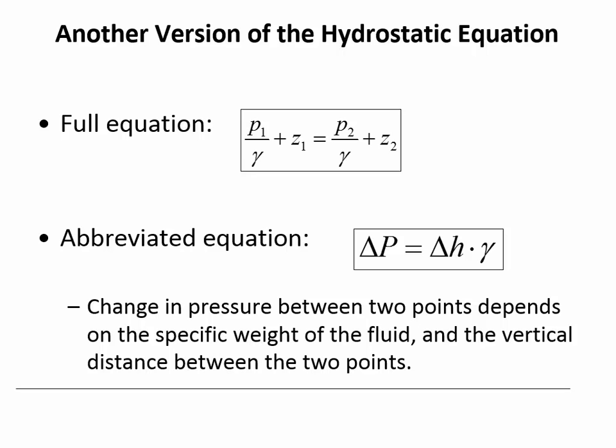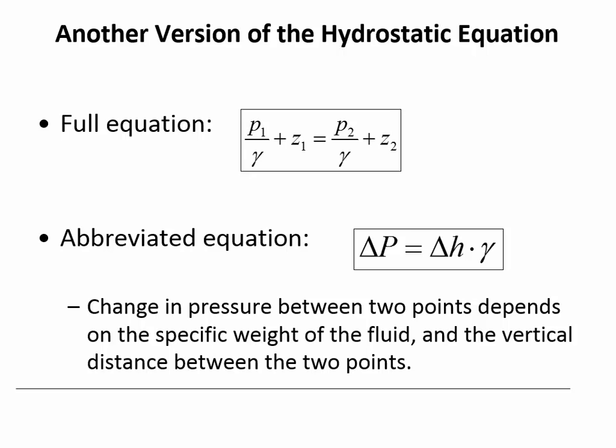There's an abbreviated version of the hydrostatic equation that says, instead of always finding the absolute pressure at a location, why not just think in relative terms? Why not think about a change in pressure between points? And so that's what this delta P formula is all about.